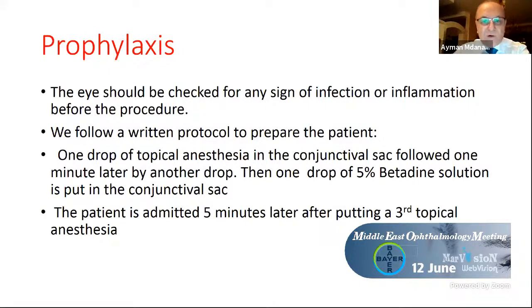I check every eye for any sign of infection or inflammation before the procedure. We used to book patients for injections. I don't send any patient to the theater before examining him in the clinic to see if he has any problem, uveitis or infection or STI or anything. We follow a written protocol to prepare the patients. We put one drop of anesthesia, and after 1 minute, we put another drop. Then after 2 minutes, we put 5% betadine solution into the conjunctival sac. And after 5 minutes, after we put another topical anesthesia, we take the patient to the theater.